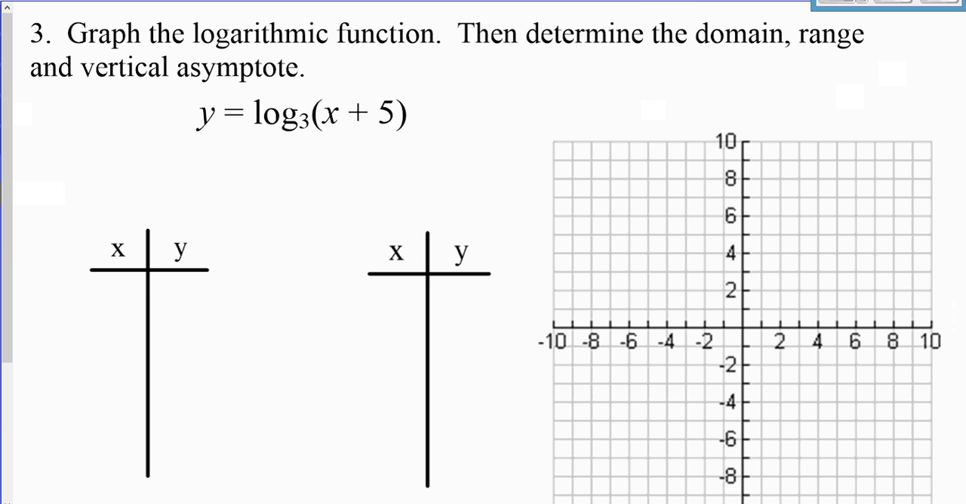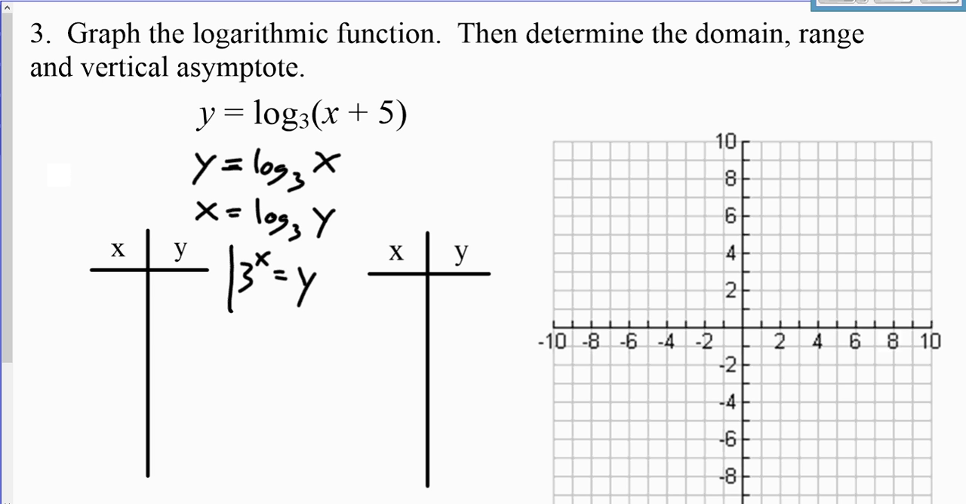So to graph these, I want to first identify my parent function. So the parent function is y equals log of x. From this, I want to identify my inverse function. So my inverse function is going to be switching my x and y. So I get x equals log of y. And then I want to put it into my exponent form. So I know that this is 3 to the x is equal to y. This is something that we just talked about in 4.3, so we should feel more confident in graphing this.